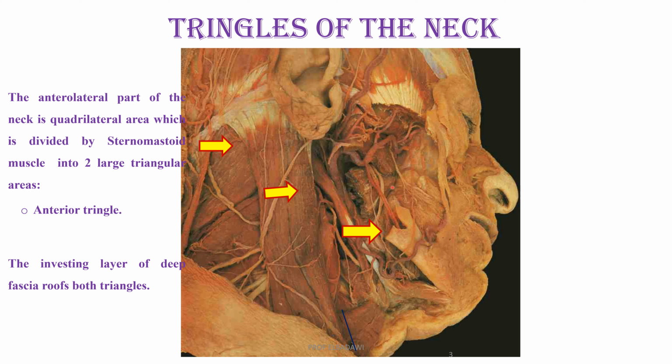The roof of both of them, the anterior and posterior, is made by the investing layer of the deep fascia of the neck. The deep fascia has three levels: the investing layer, the most superficial; the prevertebral fascia in front of the prevertebral muscle; and in between there is what we call the visceral fascia, which includes the carotid sheath and the buccopharyngeal fascia.